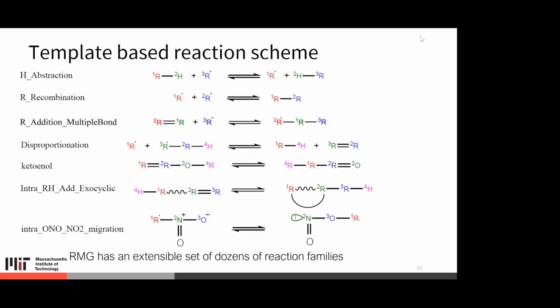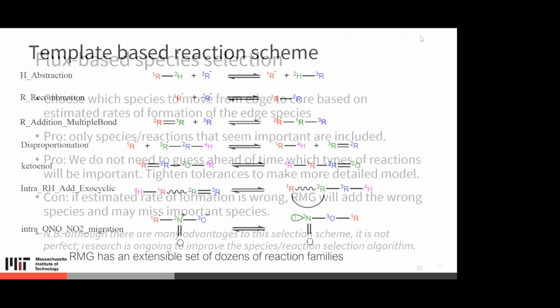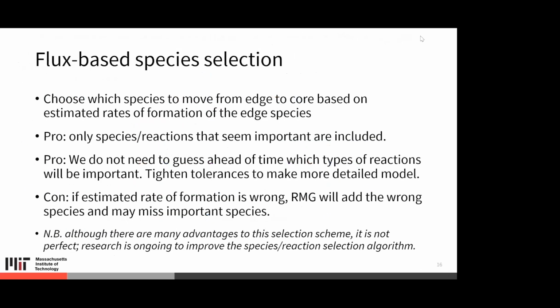These are the templates. These are like different kinds of rearrangements of atoms. RMG has about 80 different templates in it that represent a lot of different possible reaction types. And then we do the flux-based species selection, which is based on the estimate of the rate of the reaction. The pros of this are that you only include the reactions and species in the model that are formed at significant rates. And you don't have to make any guess ahead of time. You don't need to know anything as a user. You just tell the computer, please find all the ones that are not negligible.